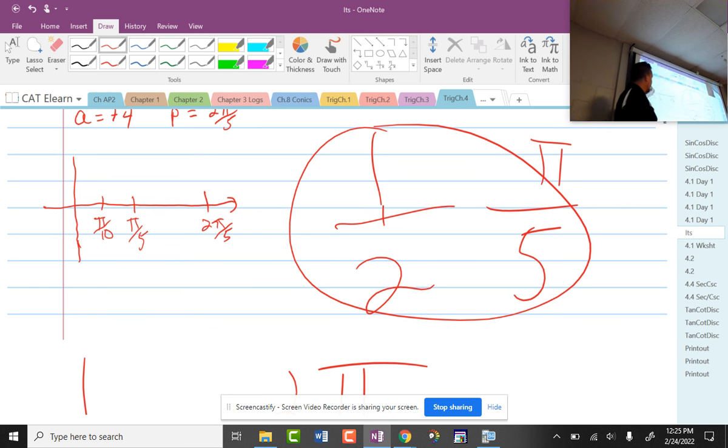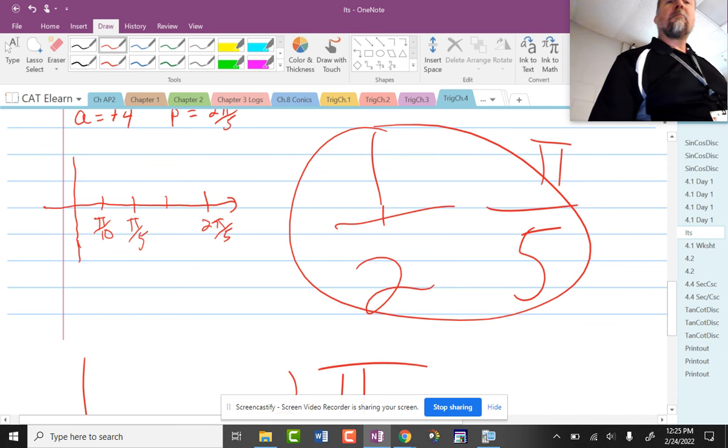1 pi over 10. 2 pi over 10. Is this 2 pi over 10? Yes. You literally said it was 2 pi over 10. What's next then? 3 pi over 10. Is the last one 4 pi over 10? That's just a discount double check.